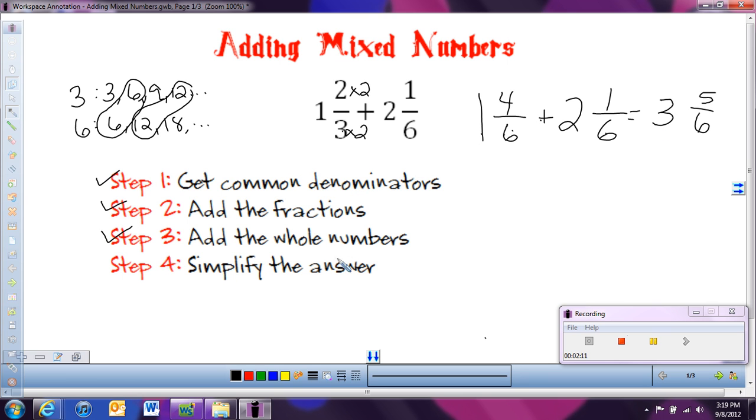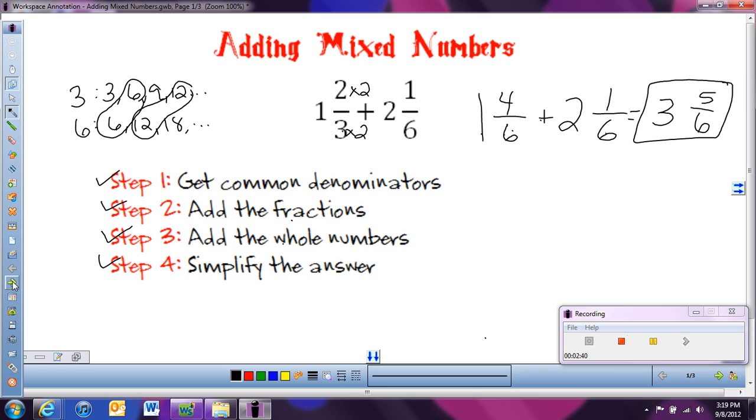Step 4 says simplify our answer if we need to. In this case, we don't have to simplify. 5/6 is already in simplest form. So 3 and 5/6 is our final answer. When we're adding mixed numbers, there are always 4 steps. Step 1, get common denominators. Step 2, add the fractions together. Step 3, add the whole numbers together. And step 4, simplify the answer if we need to.